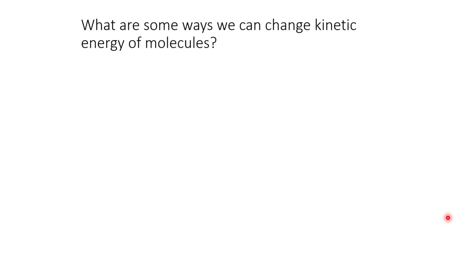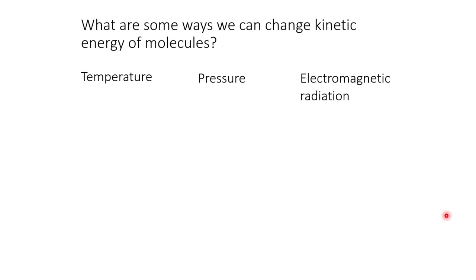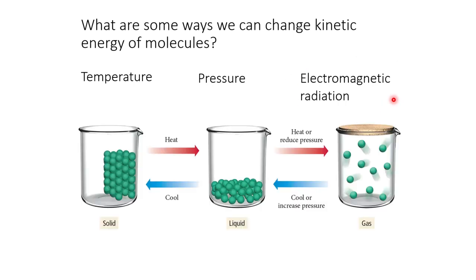So let's think about some ways that we can actually change the kinetic energy of molecules. So we could change the temperature. We could adjust the pressure if we're talking about gases. And we could also add energy with electromagnetic radiation. So remember when we worked with electrons jumping to higher energy levels, if you zap them with some sort of light energy.